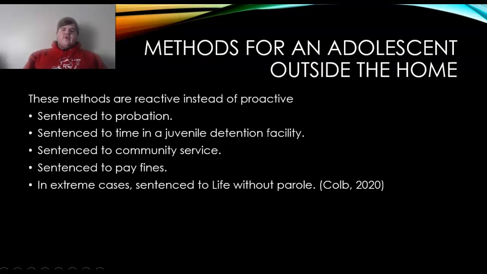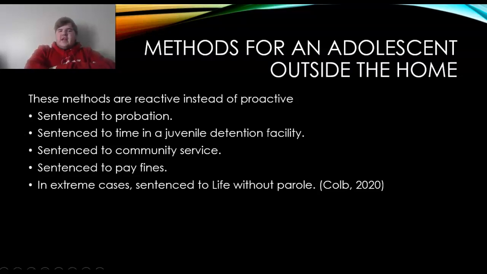So these are methods for an adolescent outside the home. These methods are reactive instead of proactive, unlike the methods for a child. Like I said, outside the home just means these are methods used by people who are not the child's, the juvenile's, parents. So this could be if they're sentenced to probation by a judge, sentenced to time in a juvenile detention facility, sentenced to community service, or pay fines.